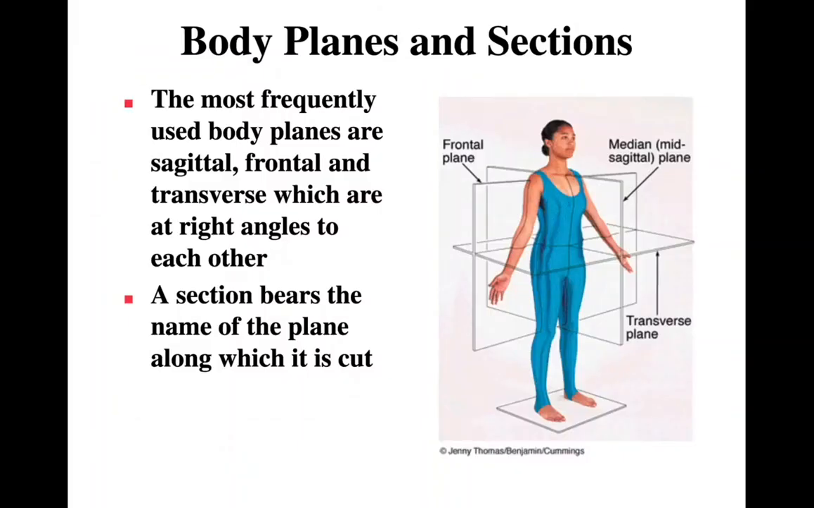Then we can have the body planes or sections. So most of the time these are at right angles to each other, so we can have 3 different planes. It's going to bear the name of the plane of the section on which it's cut. This is really useful because it gives the frame of reference of the view that you're looking at.